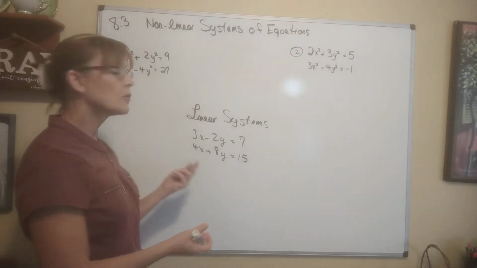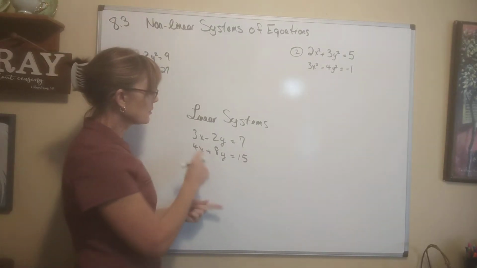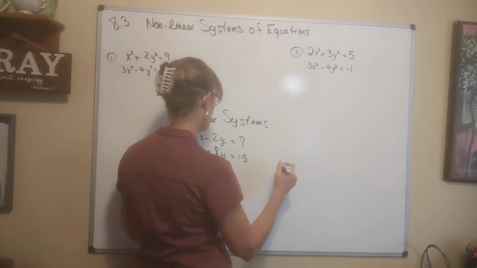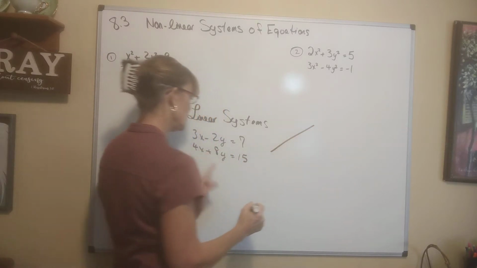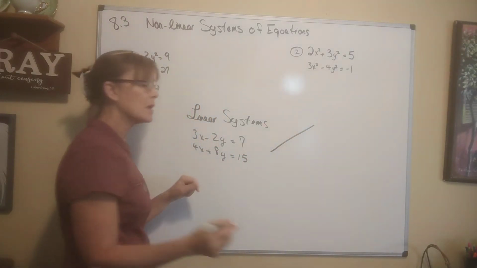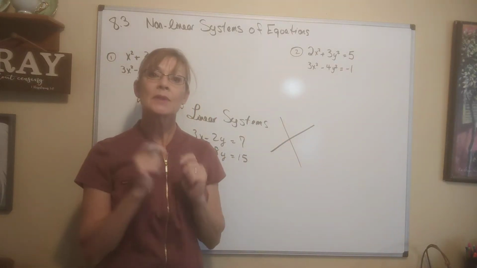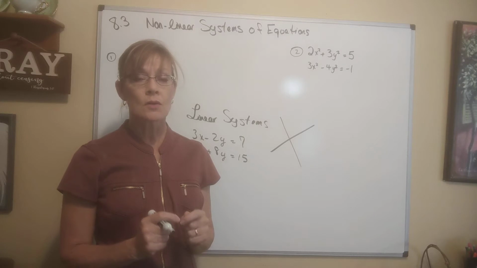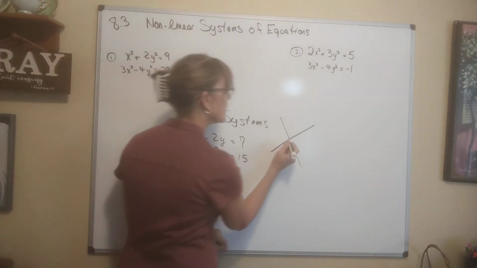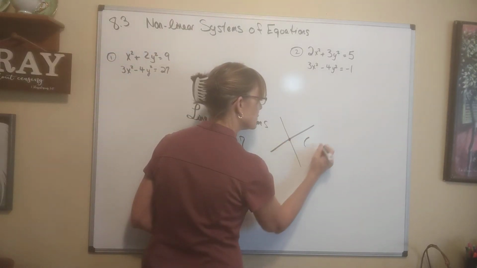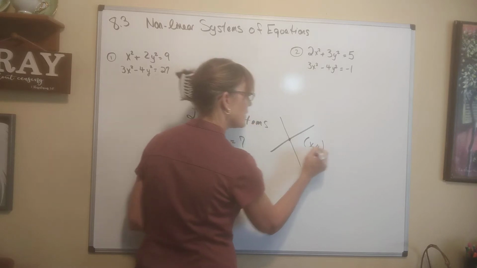Graphically, you could graph this first line, and maybe it looks like that, and you could graph this second line, and maybe it looks like that. If the lines intersect, that place of intersection is going to be the solution. So if they intersect, this would have one solution, whatever this x and y value are.